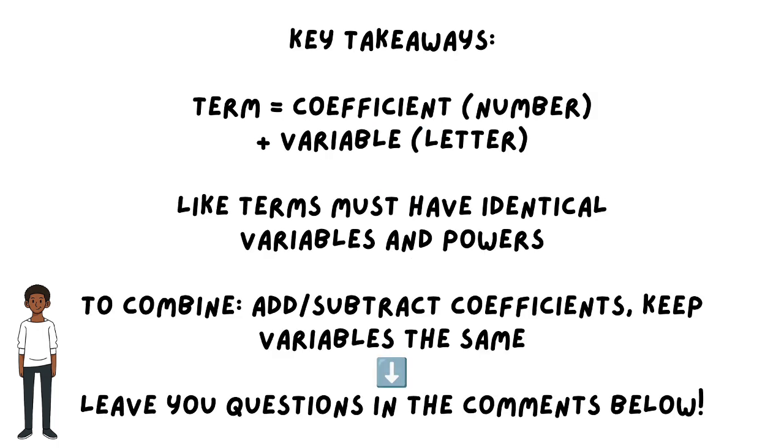So to recap, an algebraic term consists of a coefficient and a variable. Two terms are only like terms if their variable letters and powers match identically. To combine them, perform the arithmetic on the coefficients and keep the variable part exactly as it is.